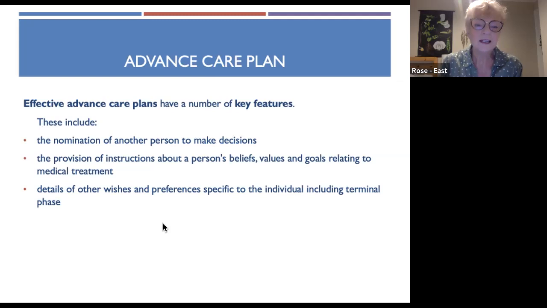So the key features of an effective advanced care plan: the appointment of the medical treatment decision maker, and provision of instructions about a person's beliefs, values and goals relating to medical treatment. Now, apologies, I didn't alter this slide, but the current advanced care plan, according to Advanced Care Planning Australia.org.au, for Victoria, has two separate sections.